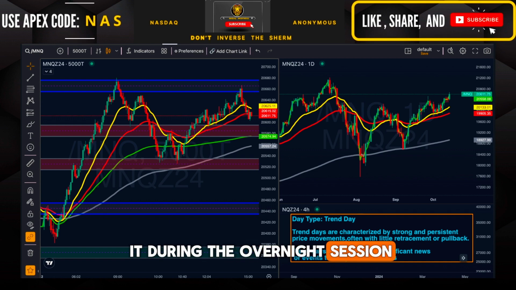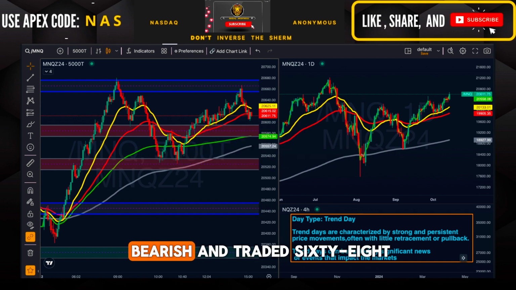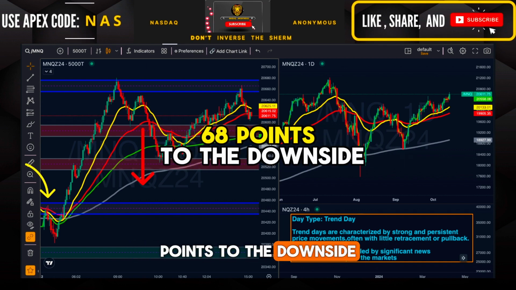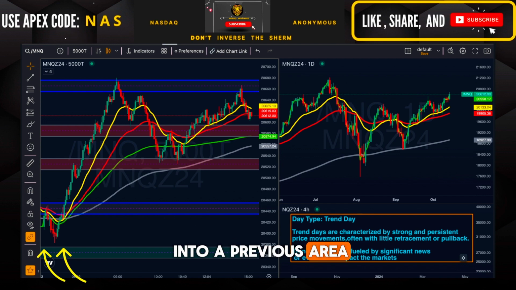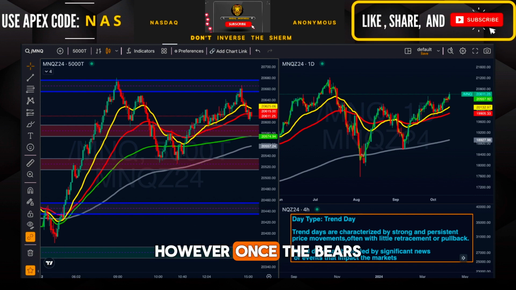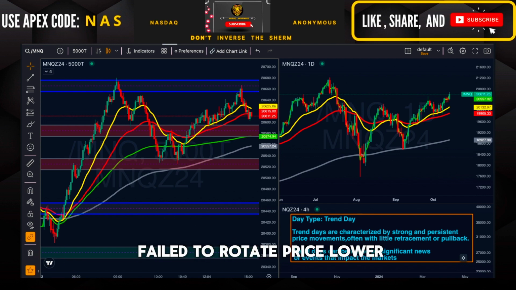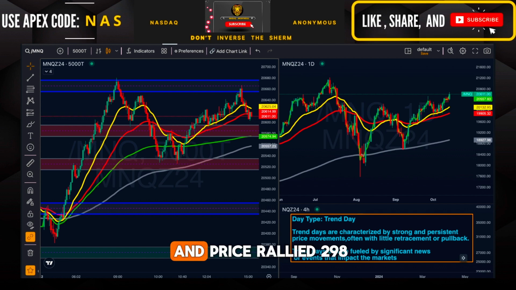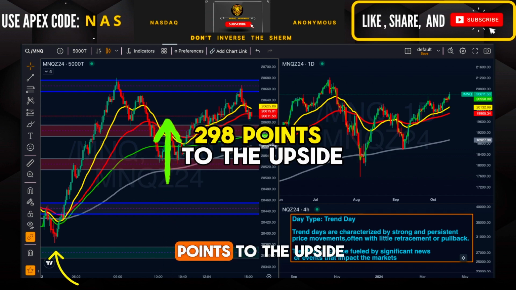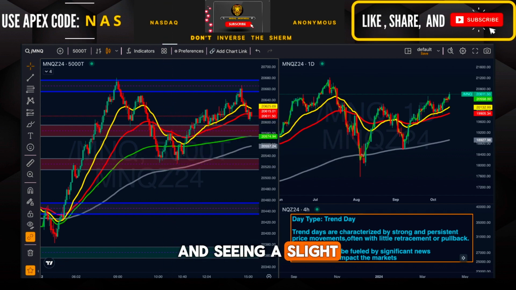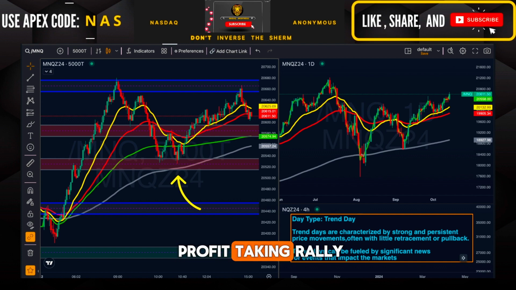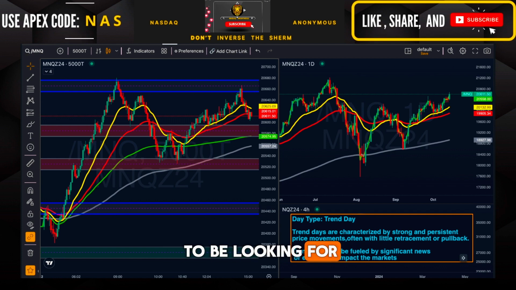During the overnight session, the Nasdaq opened slightly bearish and traded 68 points to the downside into a previous area of support. However, once the bears failed to rotate price lower, the bulls stepped in and price rallied 298 points to the upside, seeing a slight sell-off and a profit-taking rally going into the close of the session. And based on this price action, here's what I'm going to be looking for.